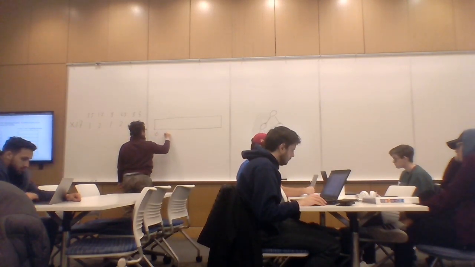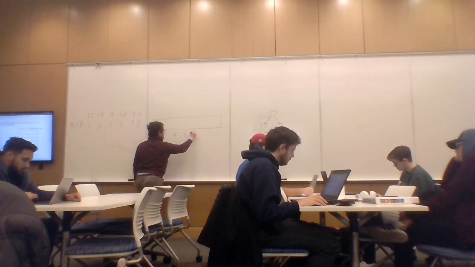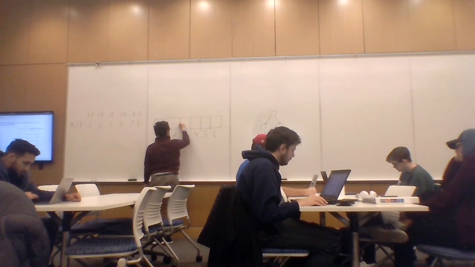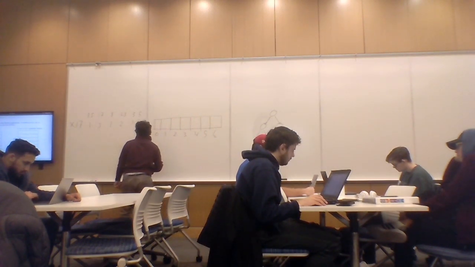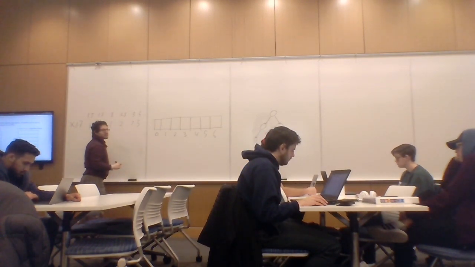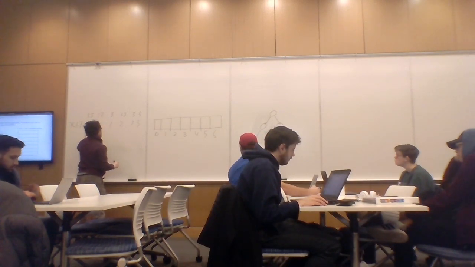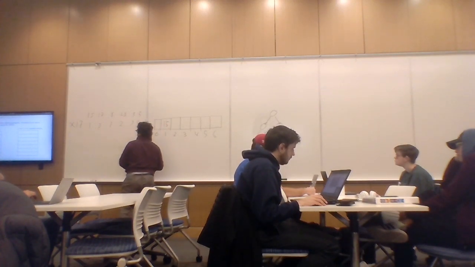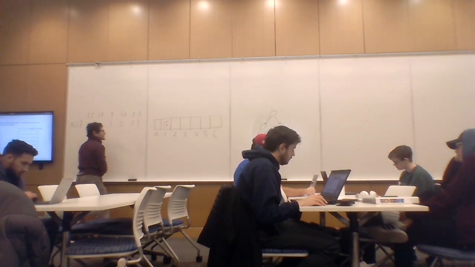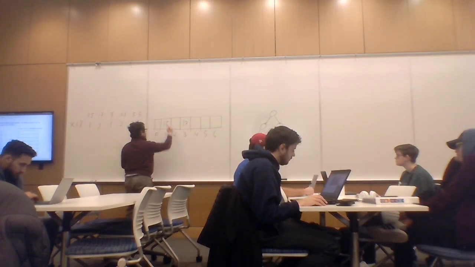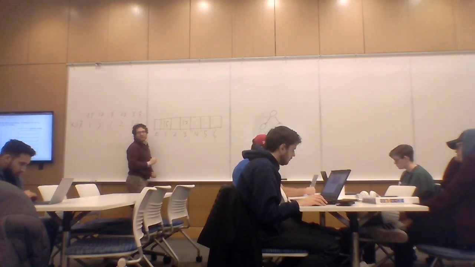So index 0, 1, 2, 3, 4, 5, 6. Okay? So first thing we insert is 15. 15 is going to go into index 1, right? 17 is going to go into index 3. 8 is going to go into index 1, but it can't. Why? Because it's already taken.